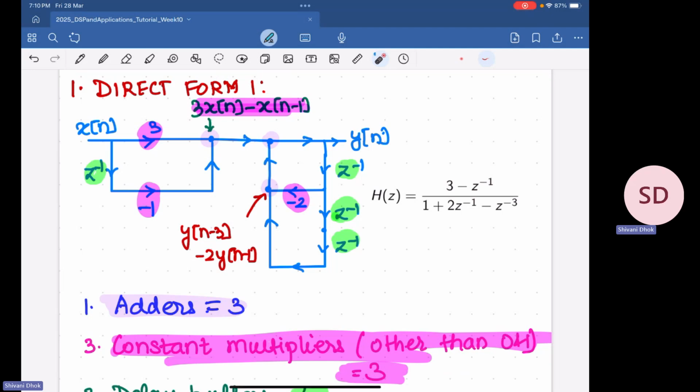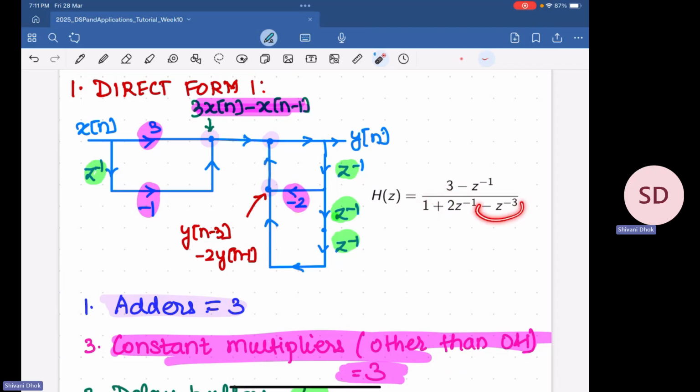Now this numerator part is done. Next you need to focus on the denominator part, and the denominator part will contribute on this side. If you have a non-1 constant here, say a c, then you will multiply this part by c. Then you have a 2z inverse. So you have a z inverse, but instead of 2 you will put the negative of whatever coefficient you have, so minus 2, and you add that with this.